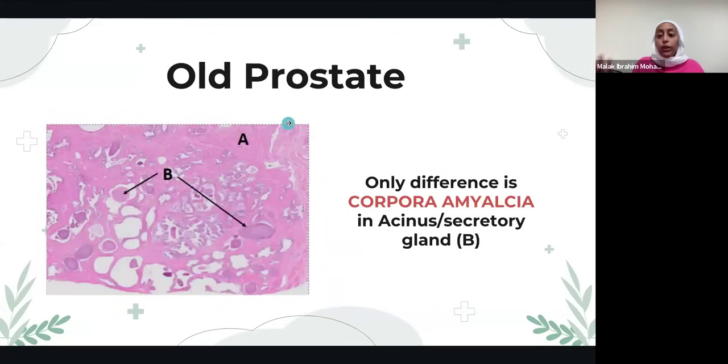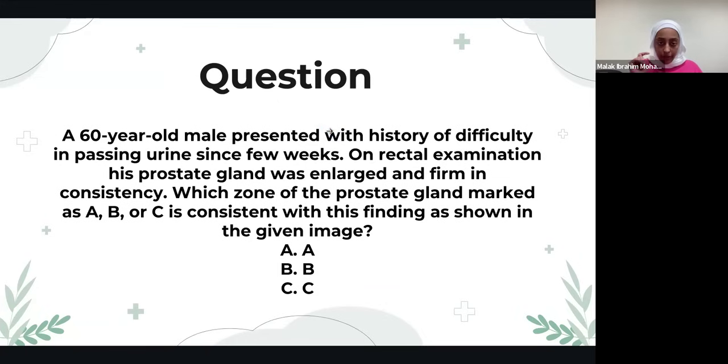Now, the old prostate, how can you differentiate between them? There is something called corpora amylacea. I'm not sure if I said that correctly, but it's corpora amylacea. How do you know that this is an old prostate? If you can see those concentric circles found in the secretory gland. If you see those big circles in the secretory gland, it's the old prostate. Usually a question gives you two images, the young one and the old one, and asks which one is old and why. I think I put a pop quiz on that, but first, let's answer this question.